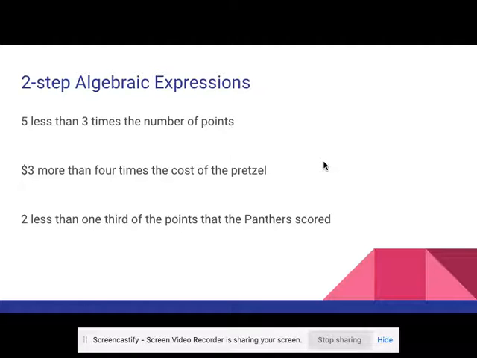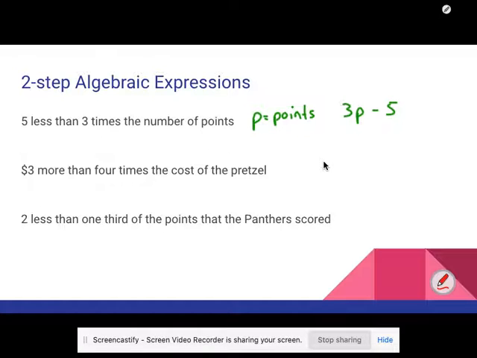So two-step algebraic expressions. So 5 less than 3 times the number of points. Well, we could say P equals points, and we're doing 3 times the number of points, 5 less than 3 times. So 3P subtract 5. So this is 5 less than 3 times the number of points. So you notice really what you end up doing is flipping the front and the back of the expression around and writing it that way.